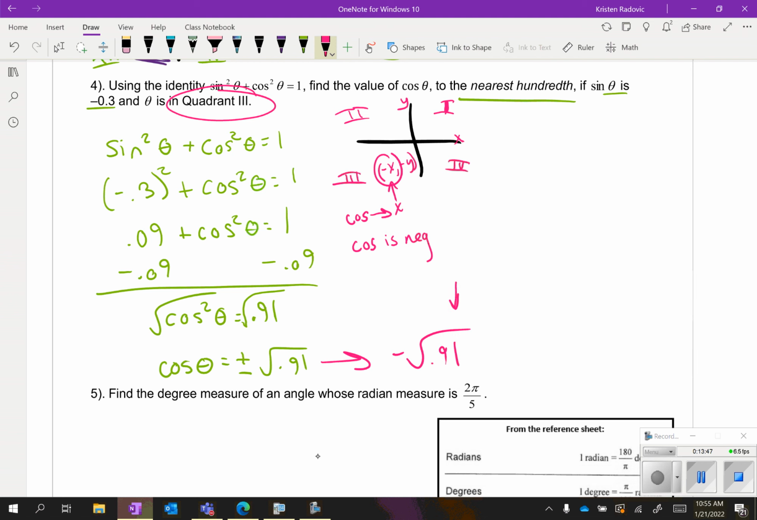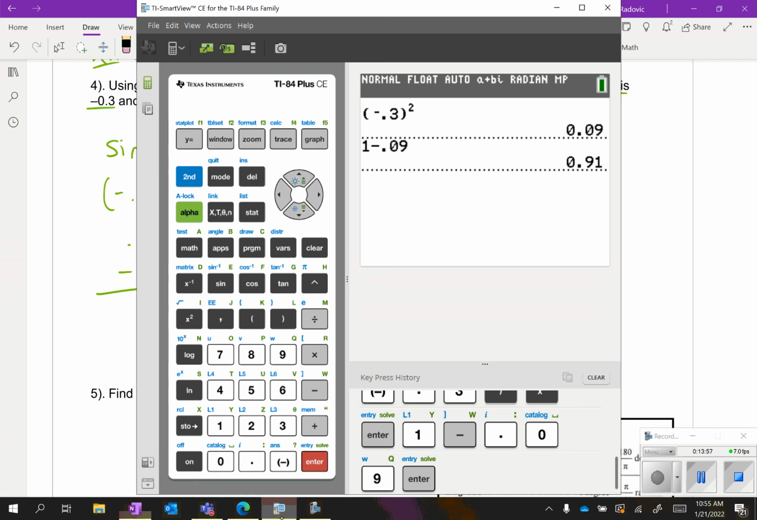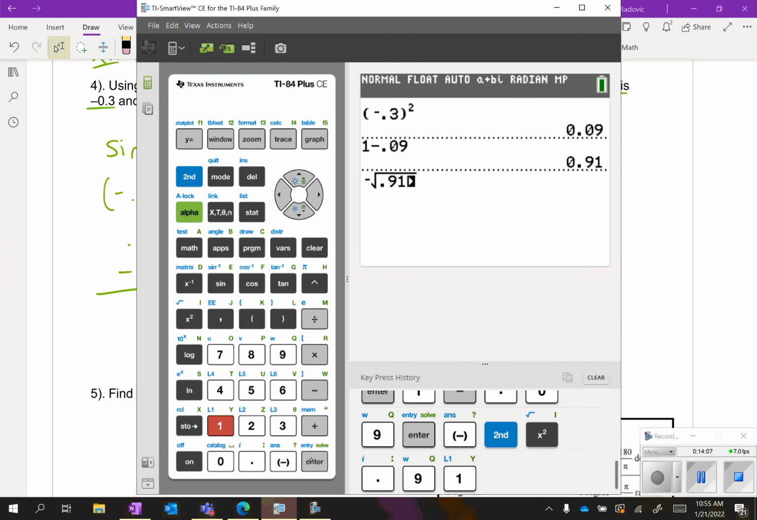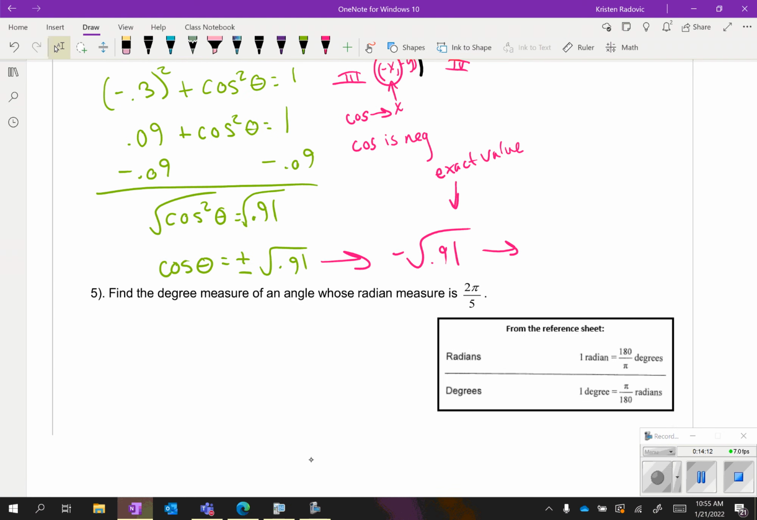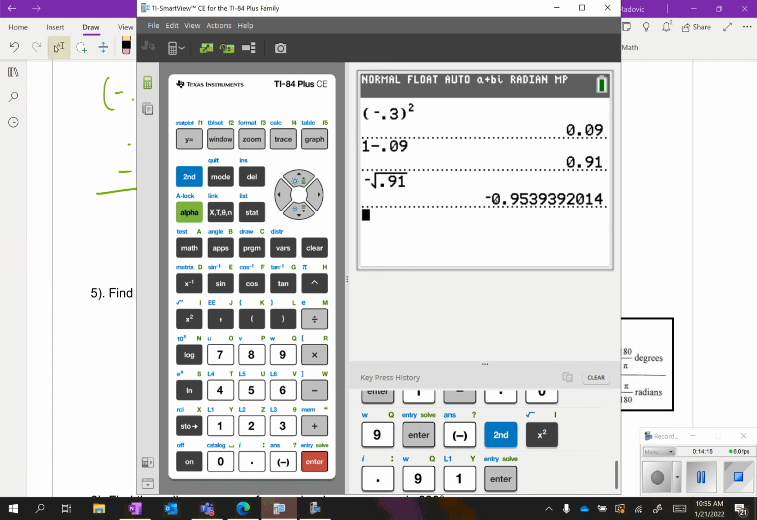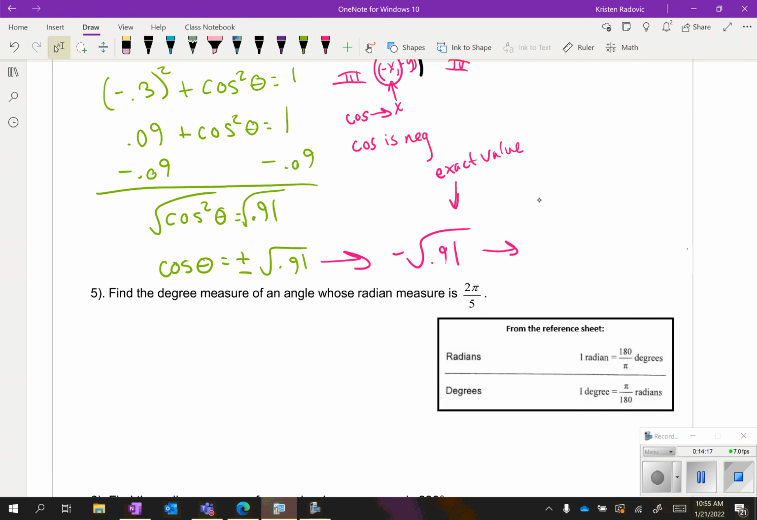Keep in mind that this is the exact value. However, the question did ask you to round, so I'm going to put this in my calculator. Negative square root of 0.91. And they asked us to round to the nearest hundredth, which is 2 decimals. So it's going to be negative 0.95. Let's try the next one.